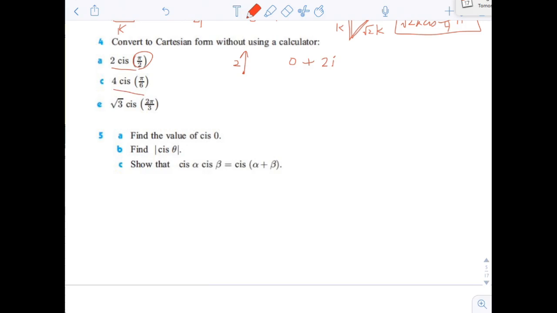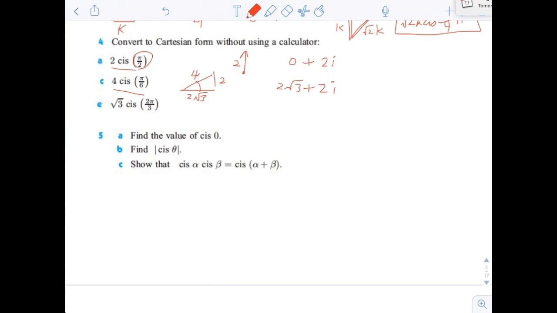For this one here, we're looking at an angle of pi over 6, 30 degrees, and the modulus is 4, so the hypotenuse is 4 long. If this is a 30, 60, 90 triangle and the hypotenuse is 4 long, then this side would be 2 and this side would be 2 square root of 3. So if we want to convert this into a plus bi form, then it would be 2 square root of 3 plus 2i. Last one.